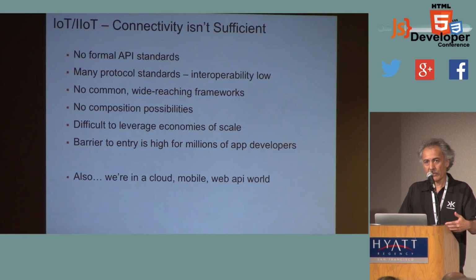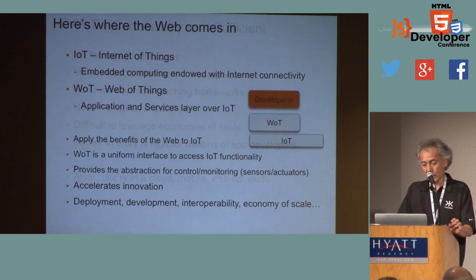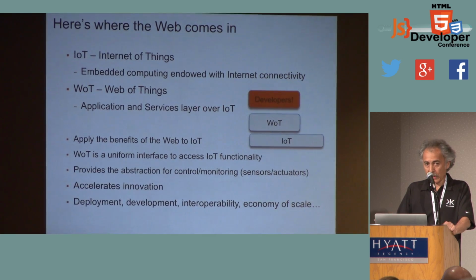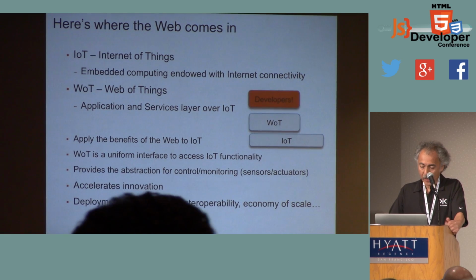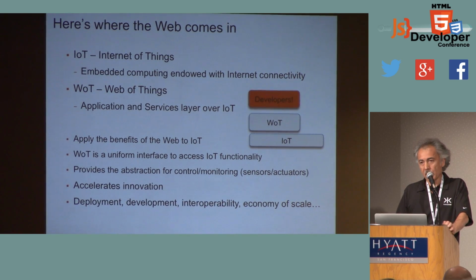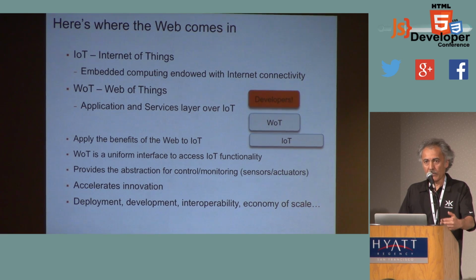And also, whatever technology we build with IoT has to be in a world where we're in a cloud, mobile, and web API world. Anything we build has to have that in mind, right? That's pretty clear. So here's where the web comes in. So we have IoT. So the web of things is a layer on top of IoT. And what does it give us? Well, it gives us the same benefits that the web gave the internet, right? It gives us developer access, additional standards. It makes it easier to deploy applications. It gives us all the benefits that the web gave the internet. It just makes it so much easier.